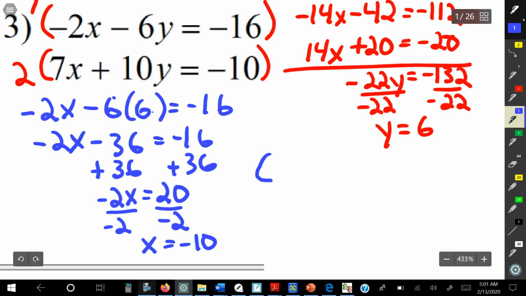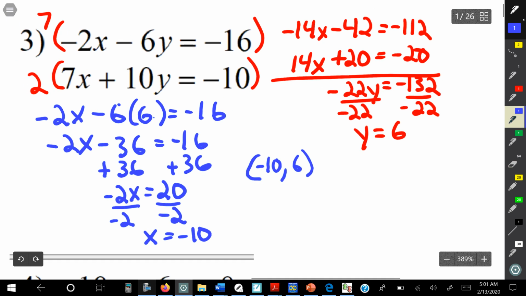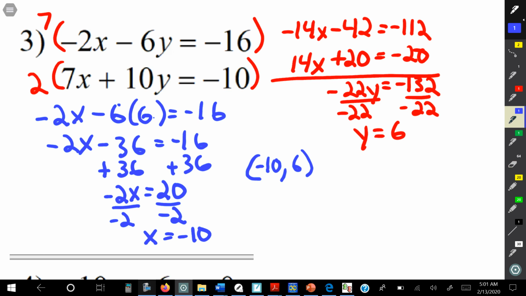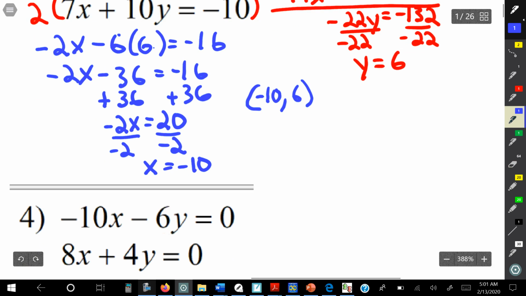All right, now I'm plugging in my negative 10 for my x, and 6 for my y, and there we go. Okay, now go ahead and take a look at this one and see if you can get the correct answer.